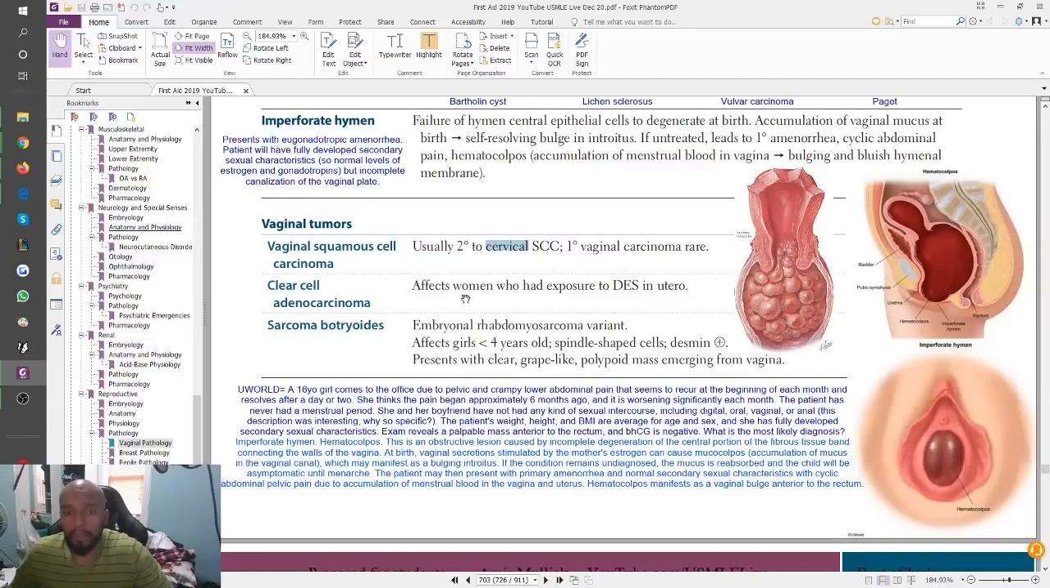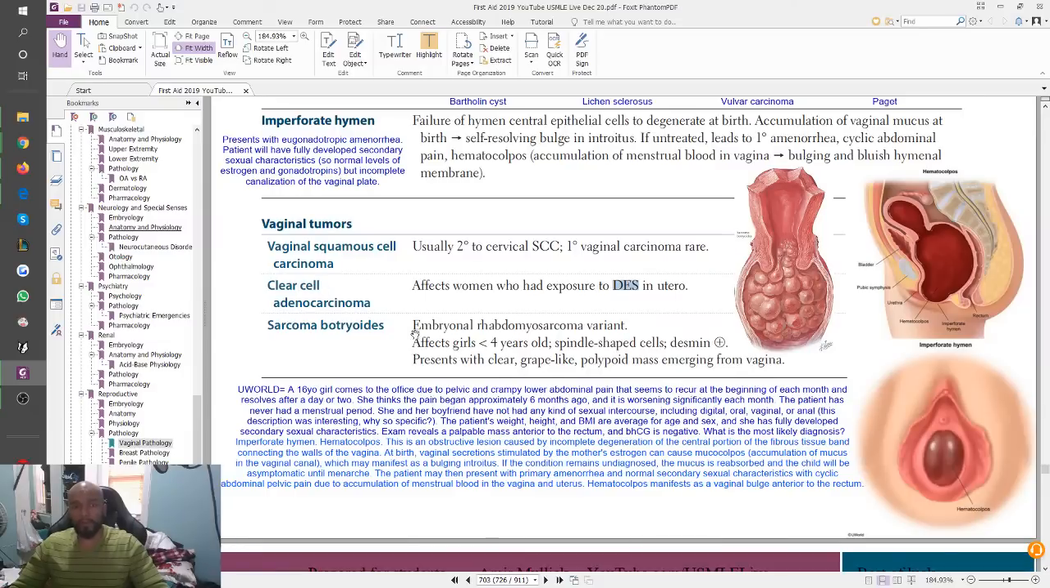Clear cell adenocarcinoma affects women who had exposure to diethylstilbestrol. I think that's the whole name of it. This was a medication that used to be given to patients that were pregnant. So if your mother was taking it while you were in her womb, you would have an increased risk of clear cell adenocarcinoma, right? This is very low yield now because this medication is no longer used. So if it does pop up on your test and you see DES, which they'll probably write out the whole name of the medication, you want to think of clear cell adenocarcinoma.